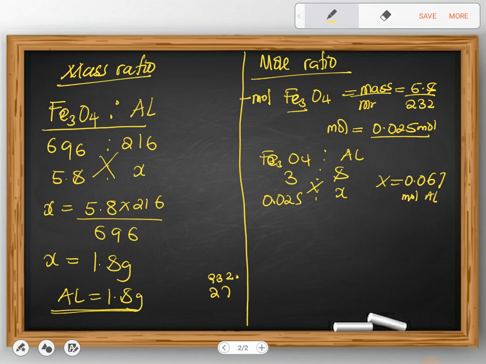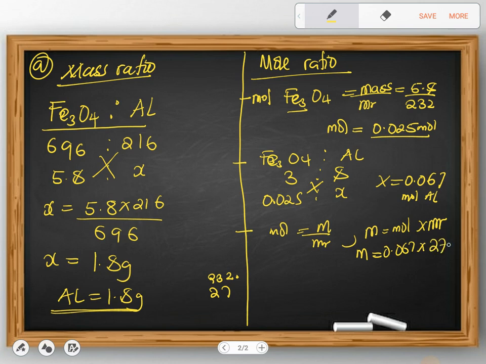This is stage 1, stage 2, then stage 3. We find out the mass. Remember, number of moles is equal to mass over molar mass. So mass is equal to number of moles multiplied by molar mass. Number of moles is 0.067, times the molar mass, 27. I'm still getting the mass of aluminium, 1.8 grams exactly.